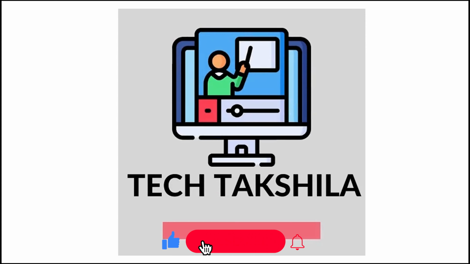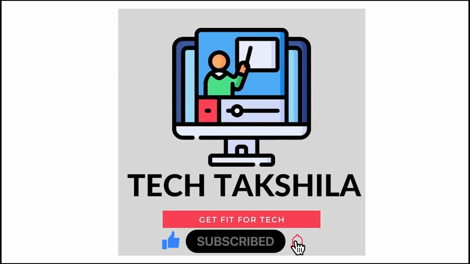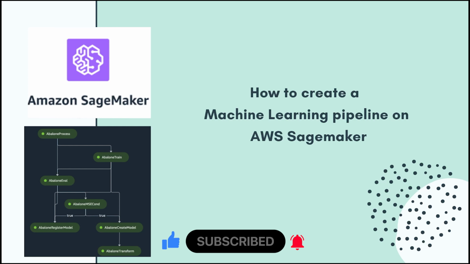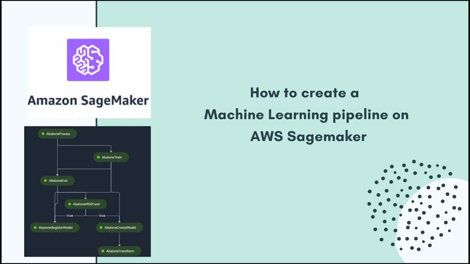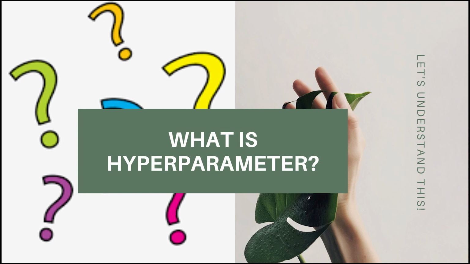In the last video, we saw how to create a machine learning pipeline on AWS SageMaker. That video helped us understand how anyone can create a basic ML pipeline and get it up and running in a matter of minutes, if not hours. Today we will take our knowledge a step further. Today we will learn how to tune hyperparameters.